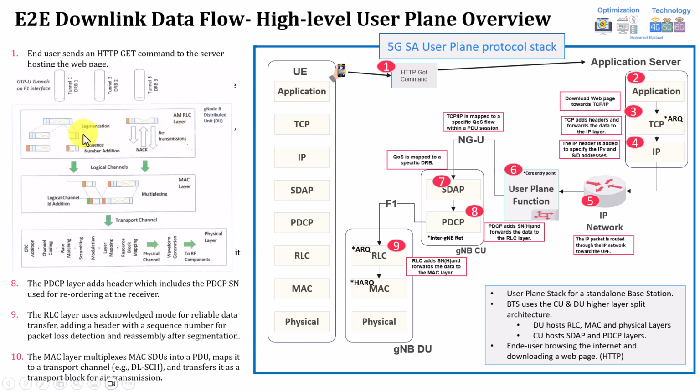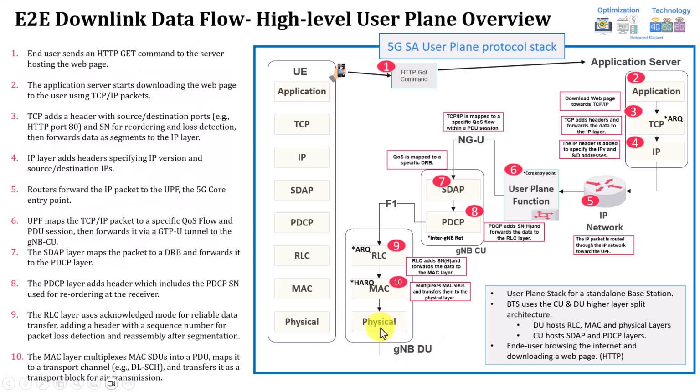So the RLC would be forwarding the data towards the MAC layer. Then one of the MAC layer's main jobs is multiplexing the data coming from the RLC into one transport block or two transport blocks, depending on the requirements. Then it will be forwarding that through the transport channel, which here will be the downlink shared channel. Then it will go through the air interface and move back up to the UE.